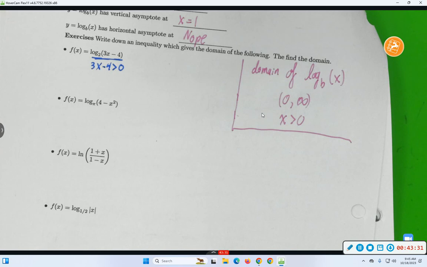That sounds right. People feel confident? Let's hear someone confident enough to say the answer and project. I think what you said was right. X bigger than 4 over 3?